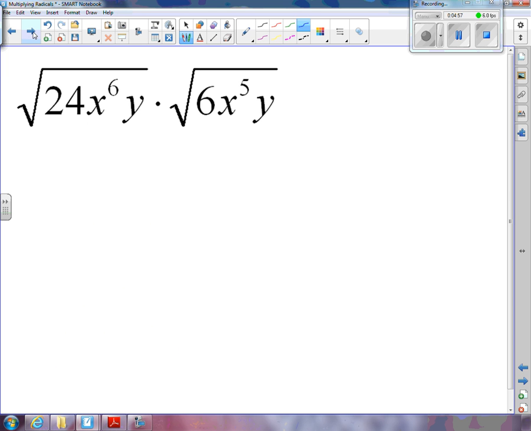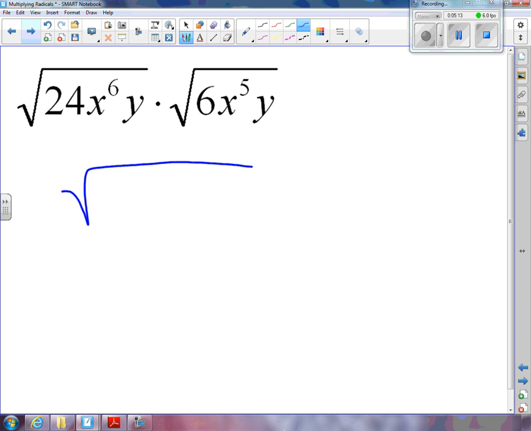Now let's try this example. It's just a little bit more complicated. So here I have 24 and 6. If you want, you can multiply them all together, or you can just think about the numbers that make them up. Try to split them up into their perfect squares.